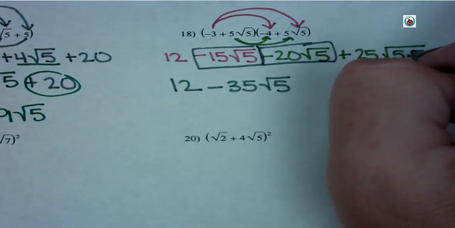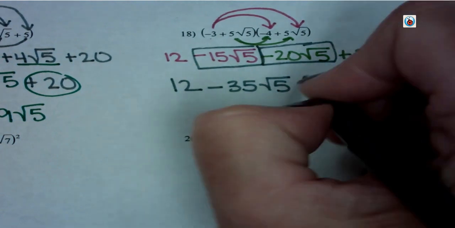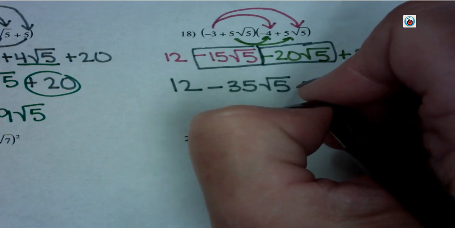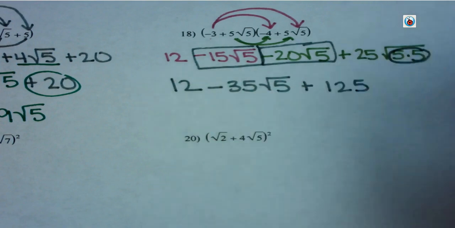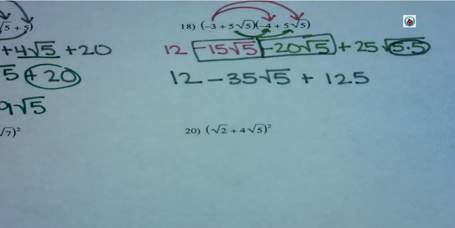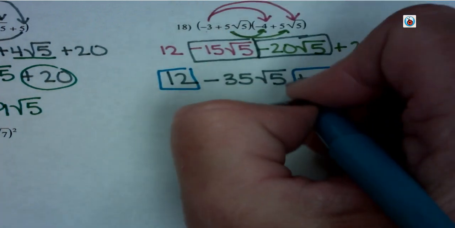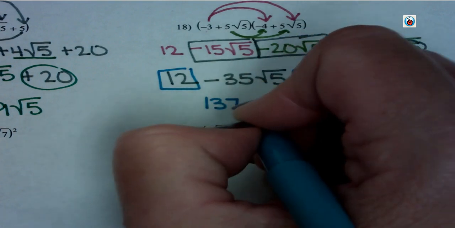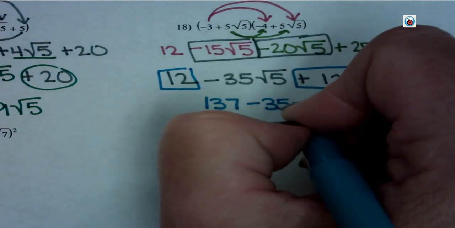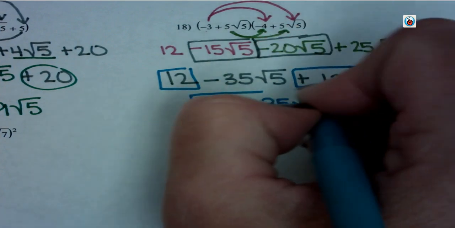This right here, this 5 comes out. And I'm going to multiply it by the 25, which gives me 125. And now I can combine some like terms. So I have 12 and 125, so I get 137 minus 35 radical 5. And that is my final answer.